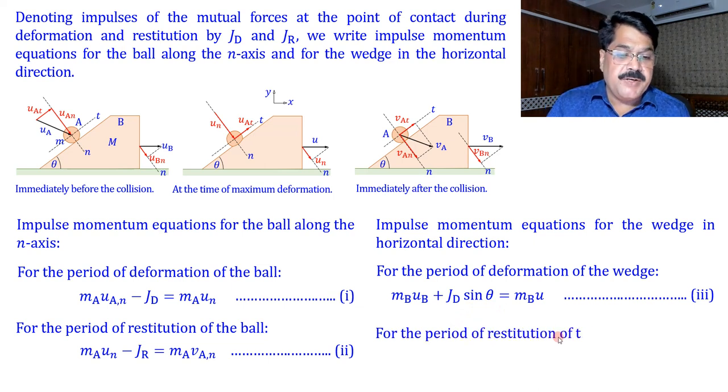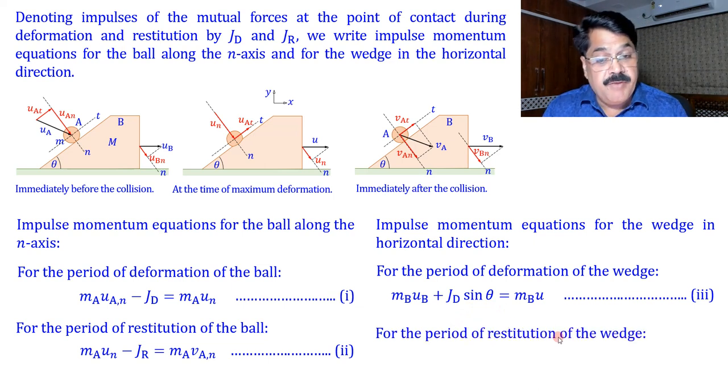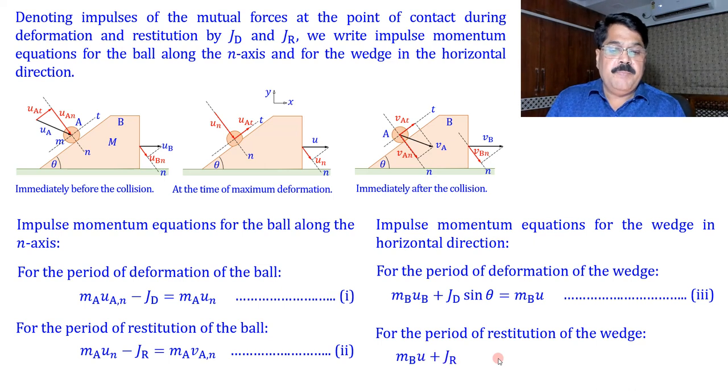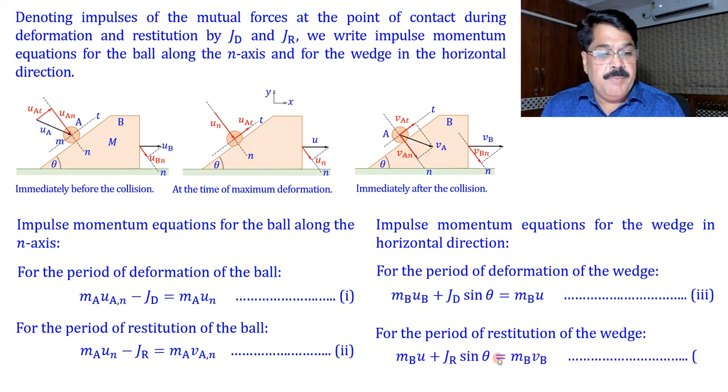For the period of restitution, for the wedge, what will be? MBU plus JR sin theta is equal to MBVB. Equation number 4. Now we will rewrite all these 4 equations and try to reduce coefficient of restitution as we have done in head-on collision.